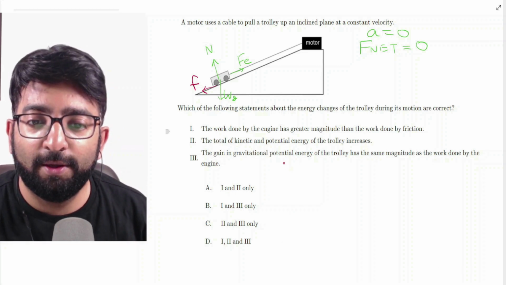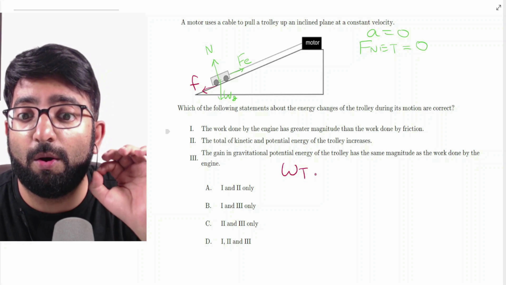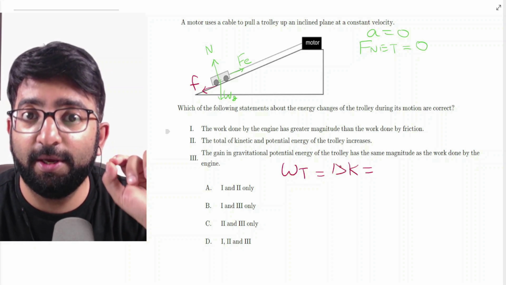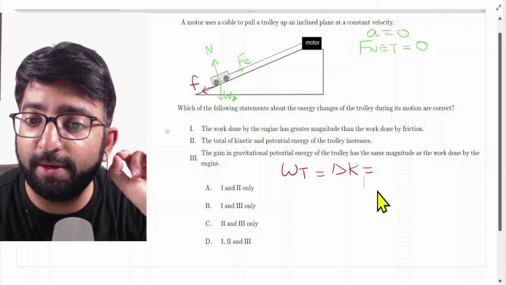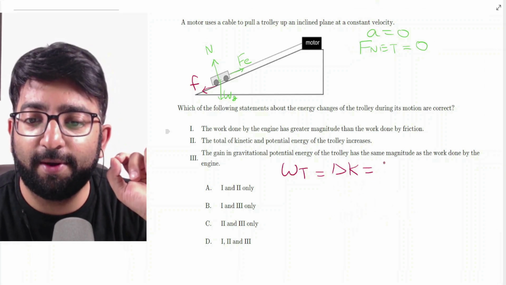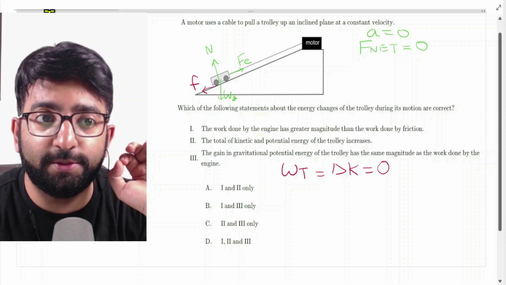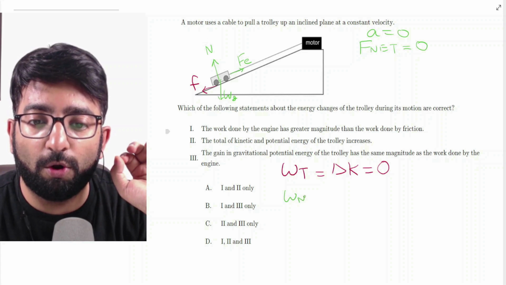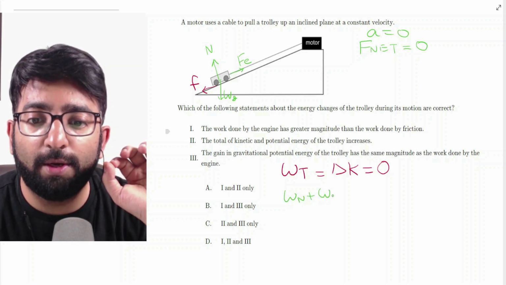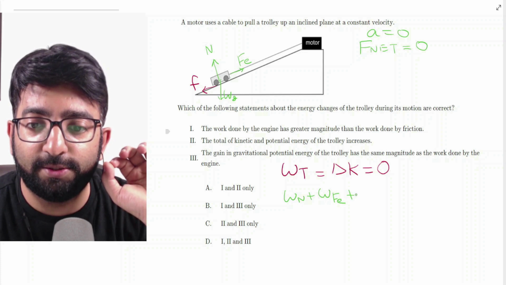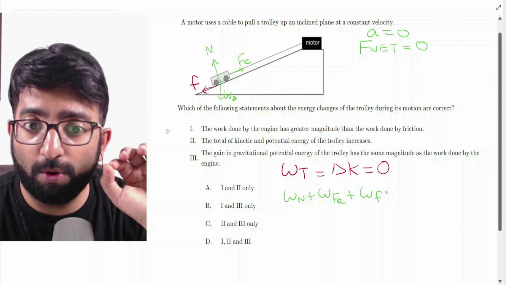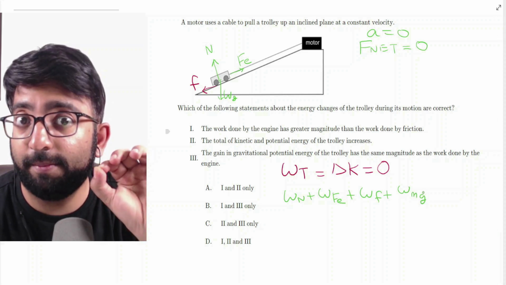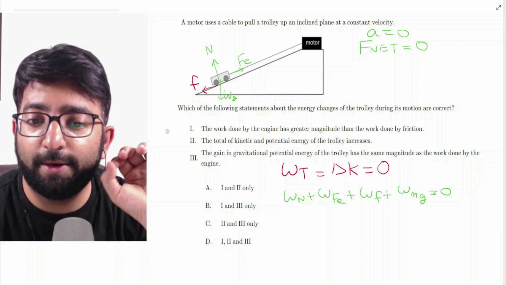So let's write down: the total work done by all the forces acting on the trolley should be equal to the change in kinetic energy. Now, since velocity was constant, the change in kinetic energy we will write as zero. Now we have four forces acting here, so let's write down one by one. We'll write work done by normal reaction plus work done by the engine plus work done by the frictional force, small f, plus work done by the weight of the object. Let's call that mg. mg is the weight. All of this will add up to zero.